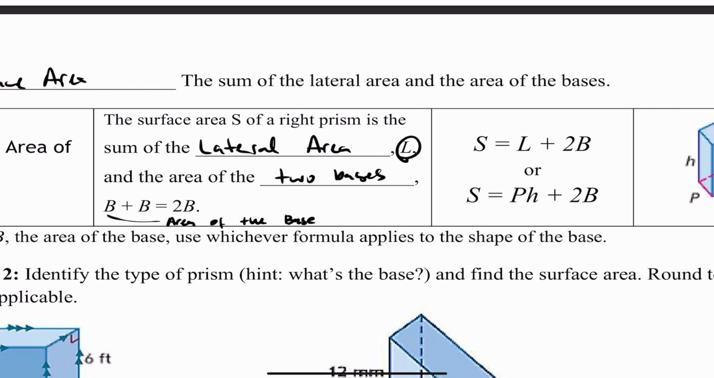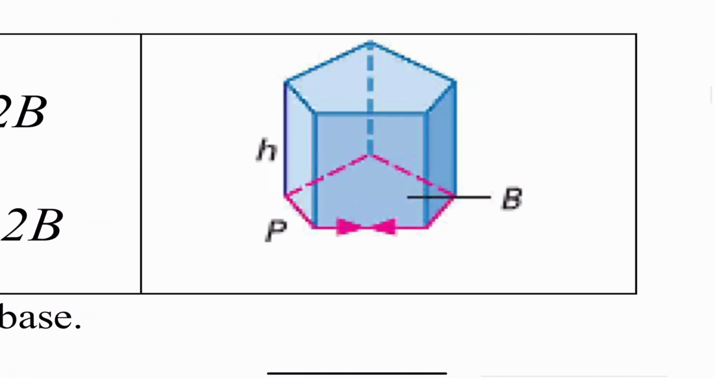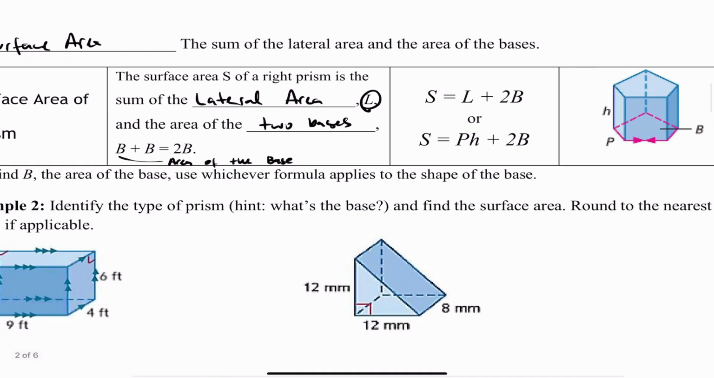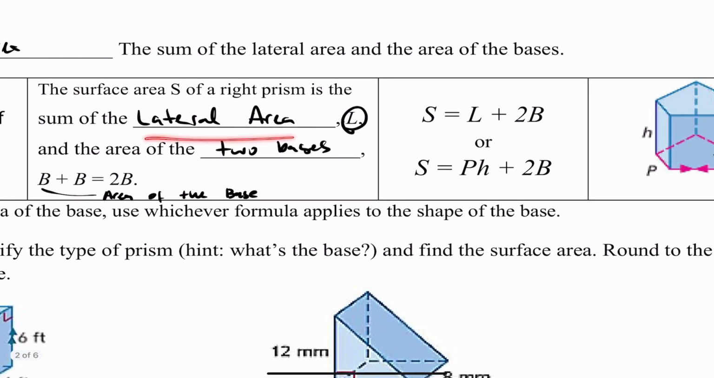Why do we multiply by 2? Because we have a prism, and a prism contains 2 bases. Okay? So, to find the surface area, you need to have the lateral area, L, plus the 2 bases. Or we can say that S is equal to the perimeter of the base multiplied by the height of the prism, plus 2 times the area of the base.